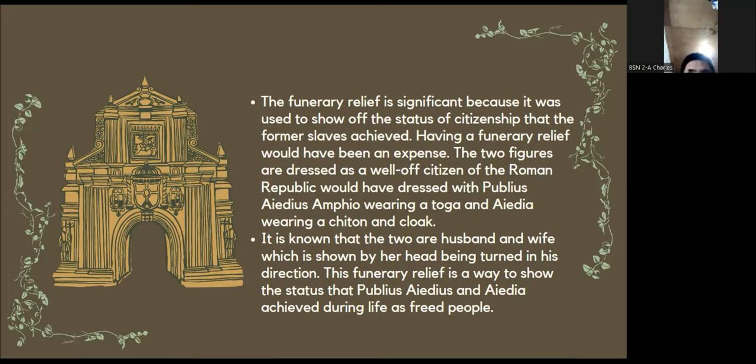This funerary relief is a way to show the status that Publius Aedus and Aedia achieved during life as freed people.